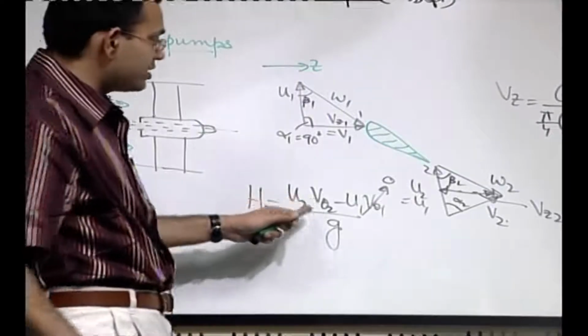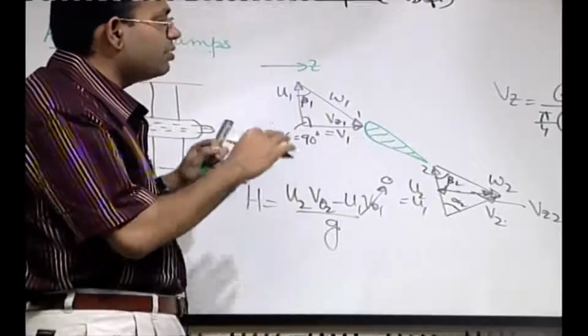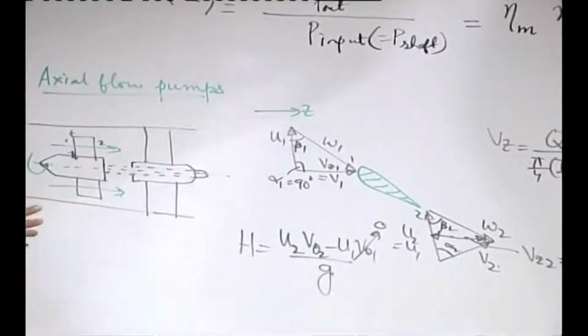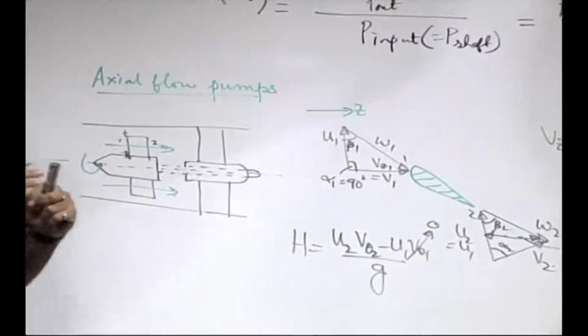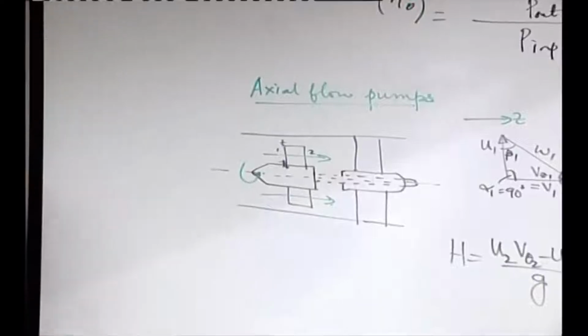Let us try to look into what the important relationships are between the flow rate and the head, that is, whether such a machine having a high flow rate or low flow rate is going to have a high head or a low head.